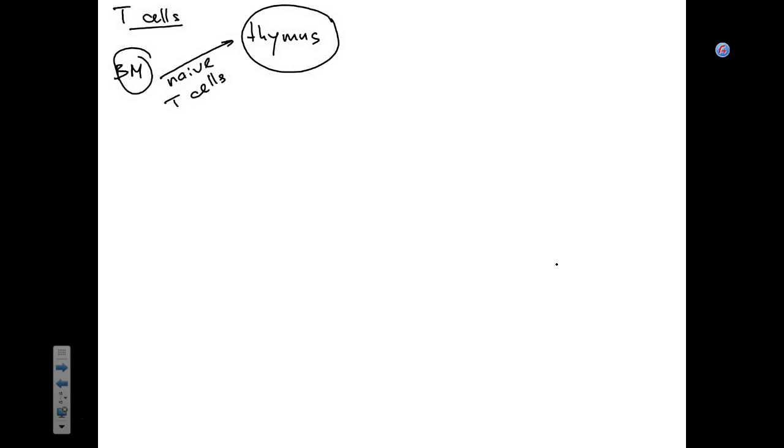Well, let's figure out how T cells work. Where do they start? Bone marrow, right? So T cells in a bone marrow. And where do they go next? Yes, they go in the thymus to do what? To mature. Let me tell you something. T cells cannot directly recognize the antigen.